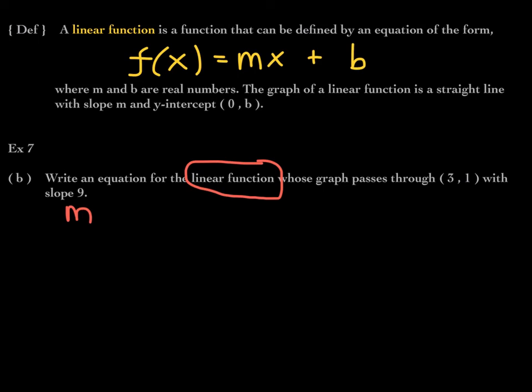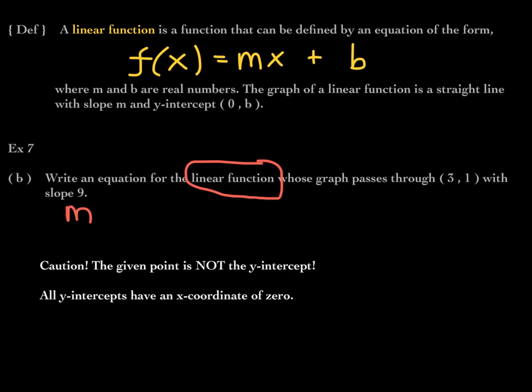In order for an ordered pair to be a y-intercept, the x-coordinate must be 0. So you may want to add this to your notes. That (3, 1) is not the y-intercept. I've seen a lot of people use this as their y-intercept, and that's not true. All y-intercepts have an x-coordinate of 0. So this x-coordinate is not 0, it's 3. So this is not the y-intercept.